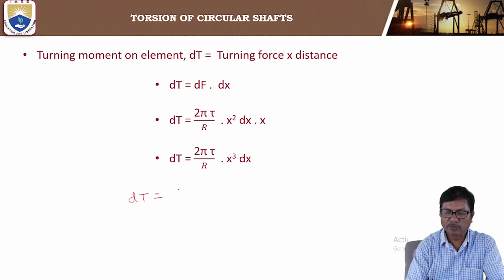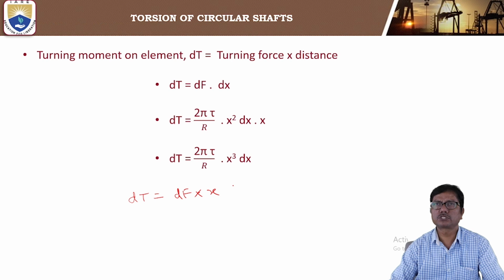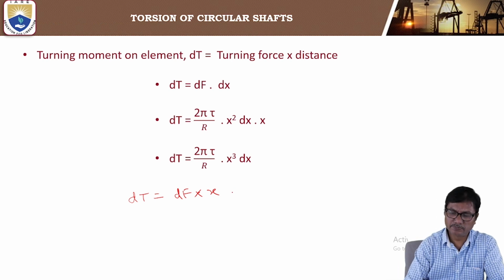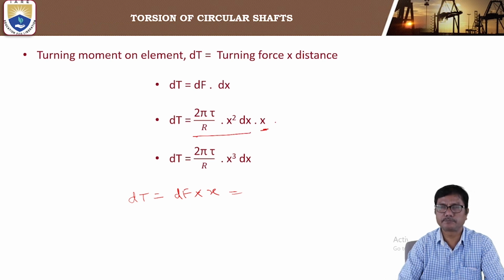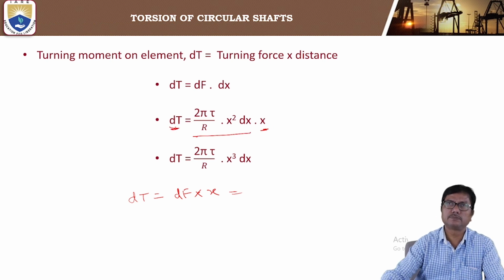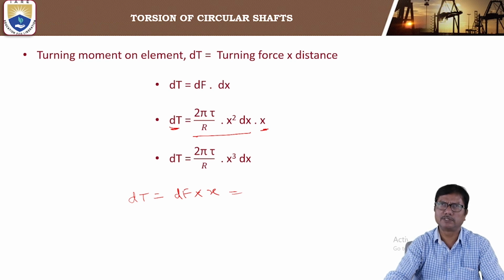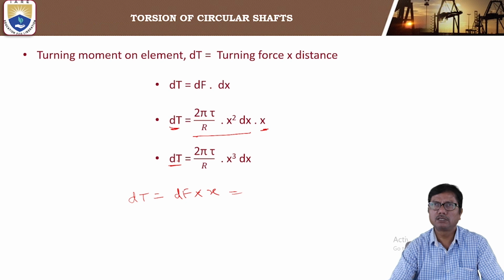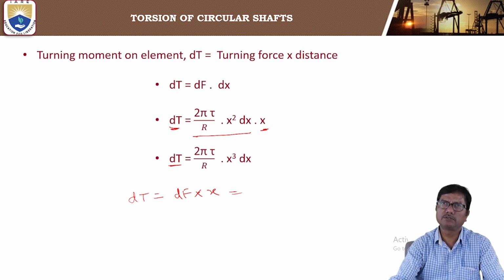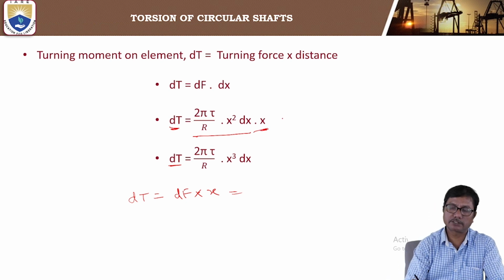Torque, turning force multiplied by distance. Turning force multiplied by distance. So that is 2 pi tau. This is the turning force multiplied by distance. That is the turning moment or twisting moment. Okay. This is the turning moment on elemental ring, one of the elemental rings at a distance x.